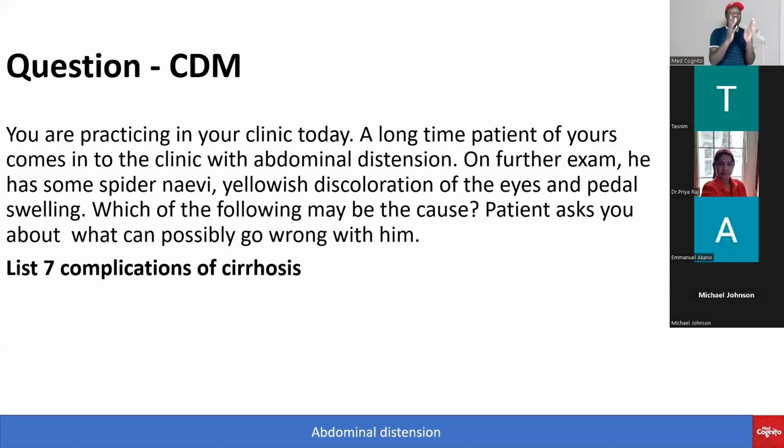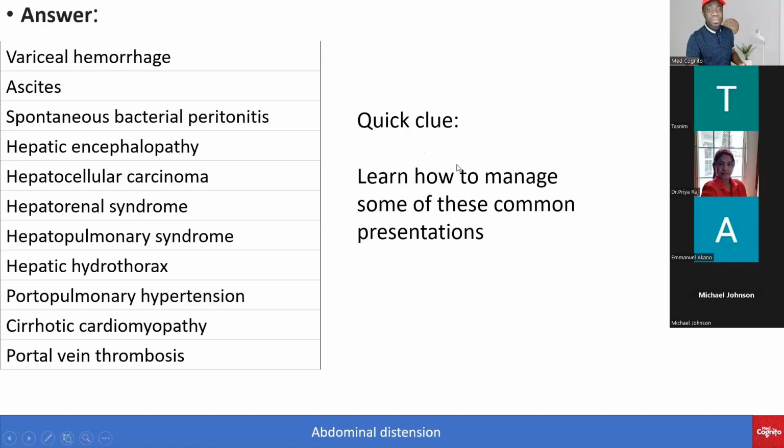Yes, so now we are looking at cirrhosis and its complications. Dr. Raj, can you tell me some of them? Portal hypertension. What else? Hepatic encephalopathy. What else? Coagulopathy. Portal vein thrombosis. And I see people writing GI bleeding, gastric hemorrhage. Beautiful.